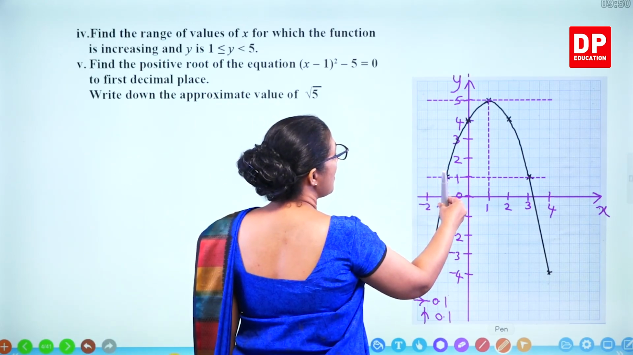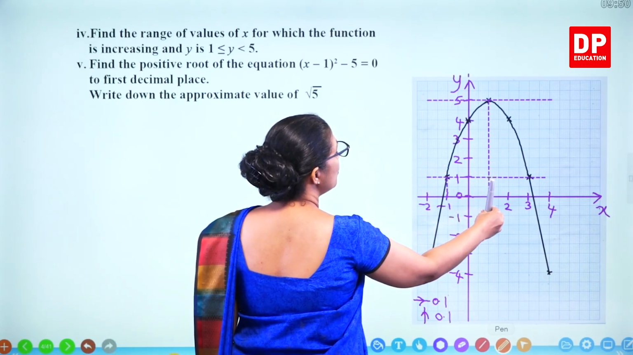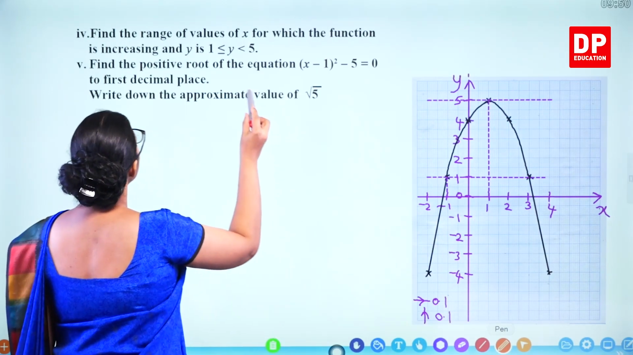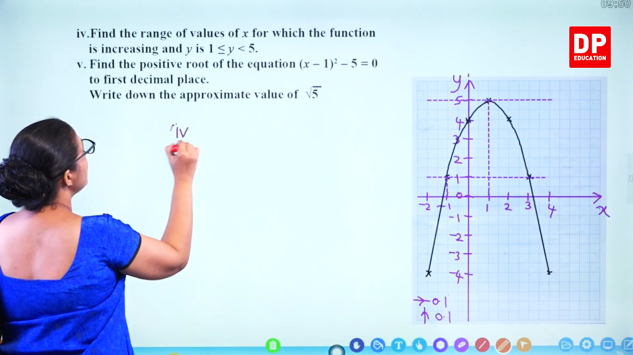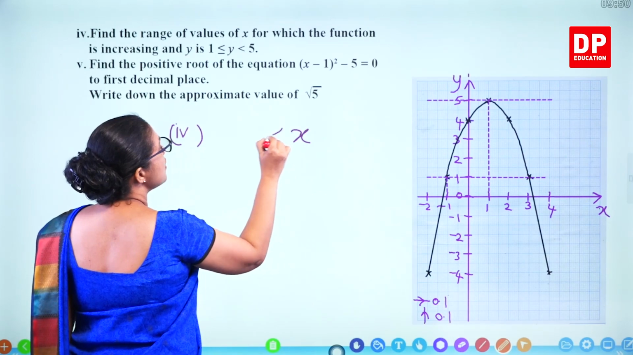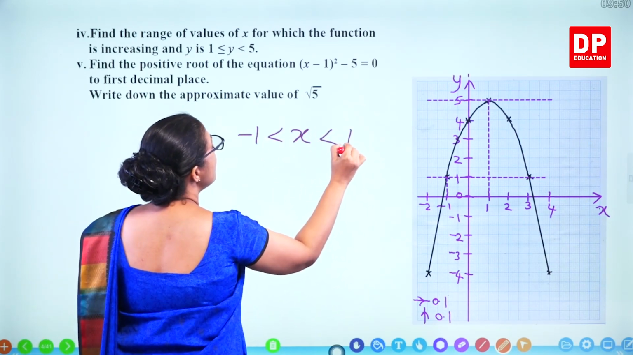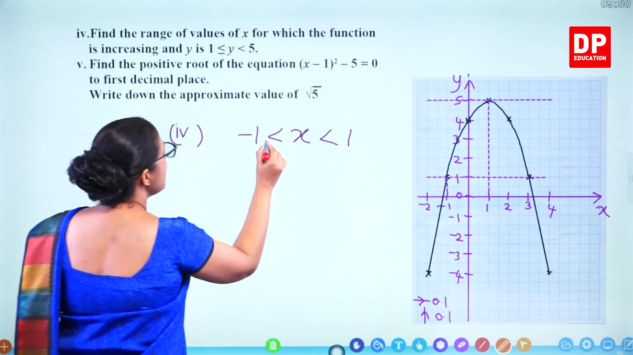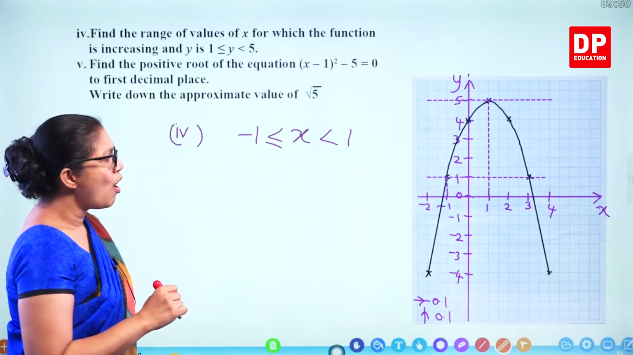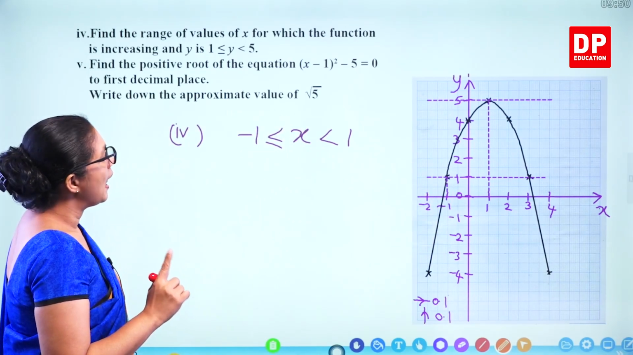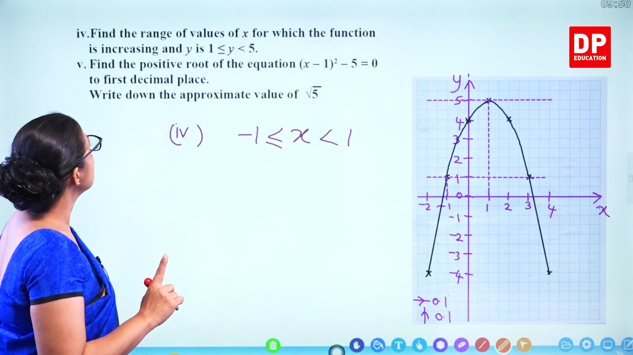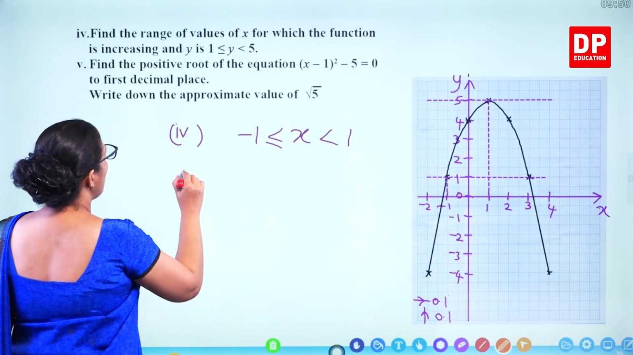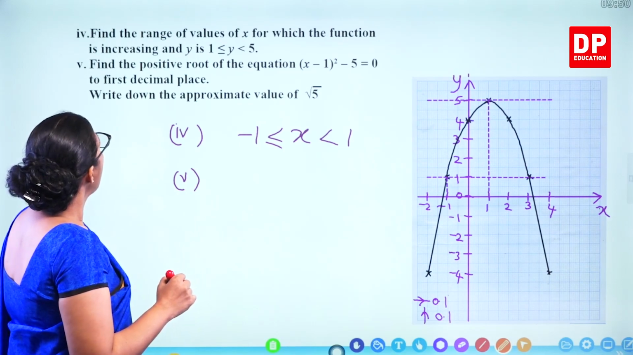X values become -1 to 1. So you can write down the 4th one. X is in between -1 to 1. The y equals 1 is included. That means the equal sign is there for -1 and not for the other one. So that's the 4th part. And the 5th part.